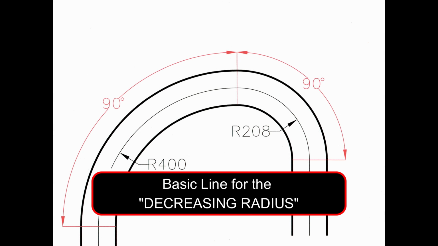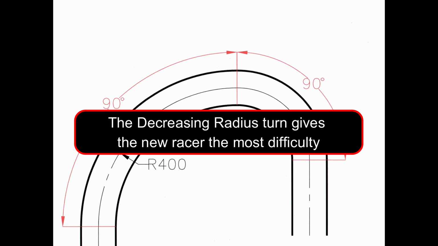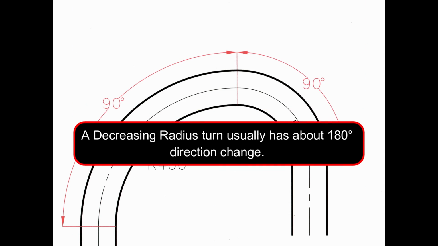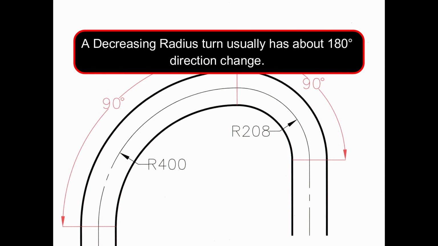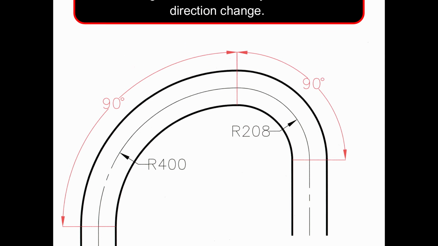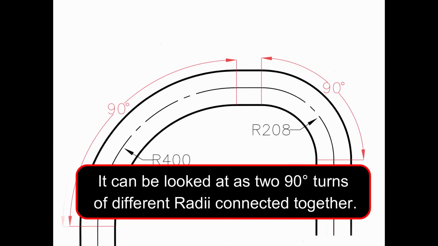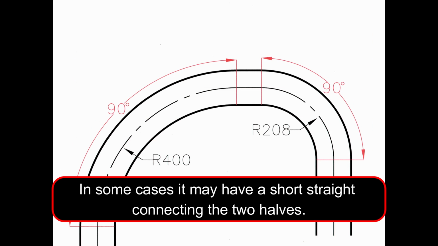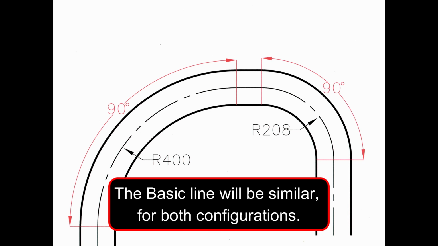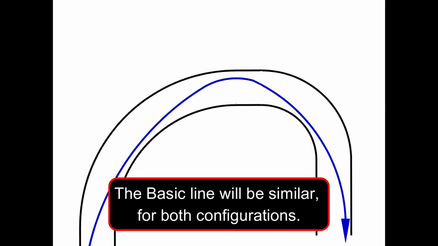Now let's look at a decreasing radius. The decreasing radius is one of the types of turns that gives many new racers the most difficulty. A decreasing radius turn usually has about 180 degrees of direction change, similar to a bowl or an increasing radius. Once again, it can be looked at as two 90-degree turns of different radiuses connected together. And once again, in some cases, it may have a short straight connecting the two halves. The basic line will be similar for both configurations.